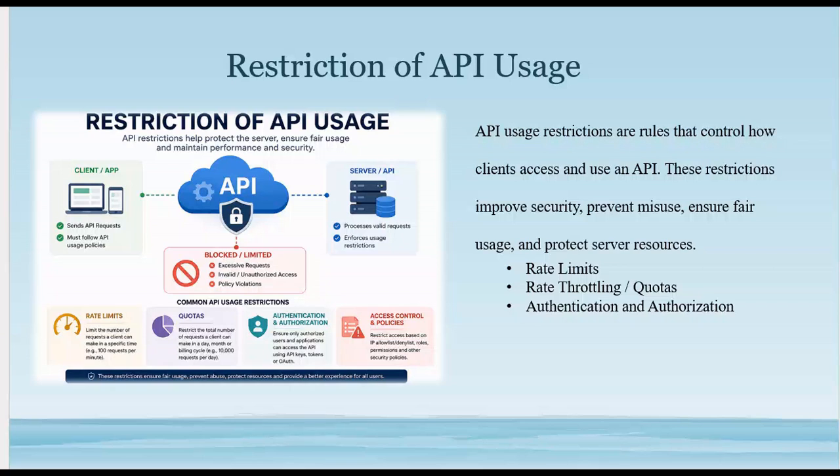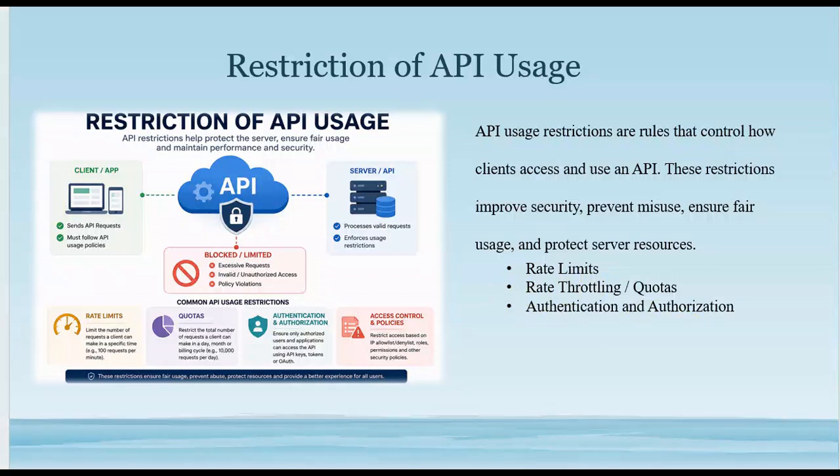Now let's understand the restrictions of API usage and why they are important in real world applications. To use APIs efficiently, it is important to understand the rules and restrictions that govern their usage. API usage restrictions are the rules that control how clients access and use an API. These restrictions improve security, prevent misuse, ensure fair usage, and protect server resources. Here we have three: rate limits and rate throttling, and authentication and authorization.